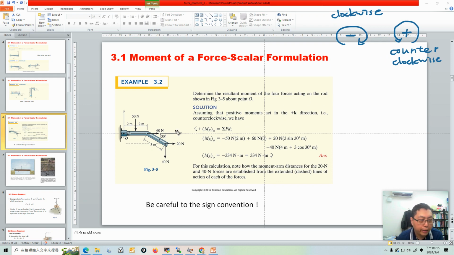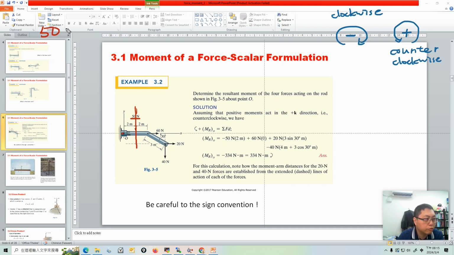So let's start with the force here. It's 15 Newton. The reference point is always here. So the line of action is here, and the perpendicular distance between the force and the reference point O is here, so it's 2.